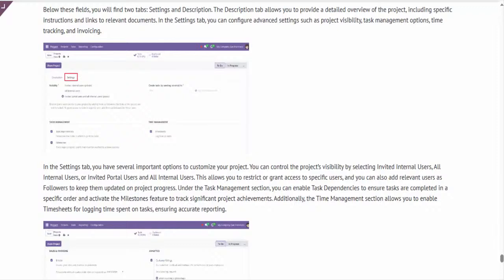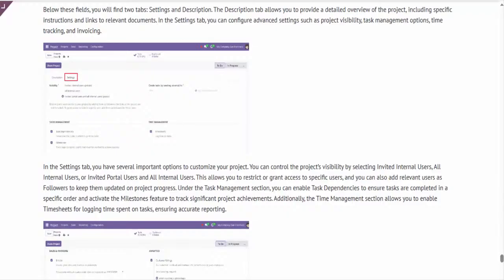You can control the project's visibility by selecting Invited Internal Users, All Internal Users, or Invited Portal Users and All Internal Users. This allows you to restrict or grant access to specific users, and you can also add relevant users as followers to keep them updated on project progress.